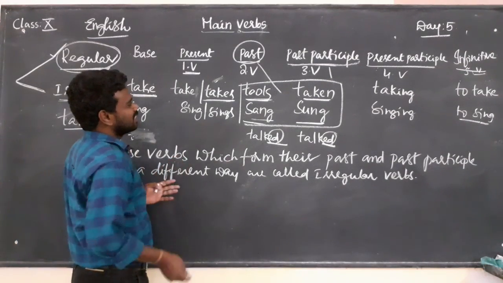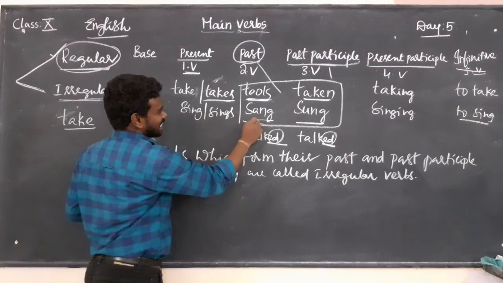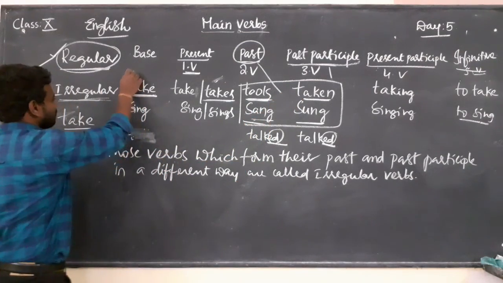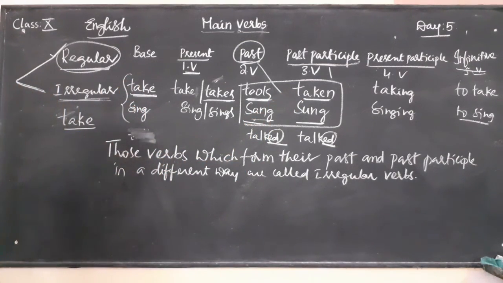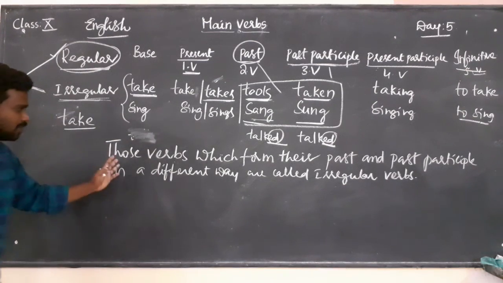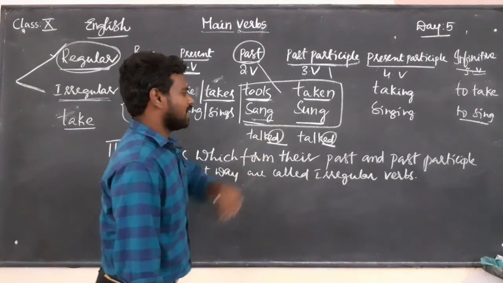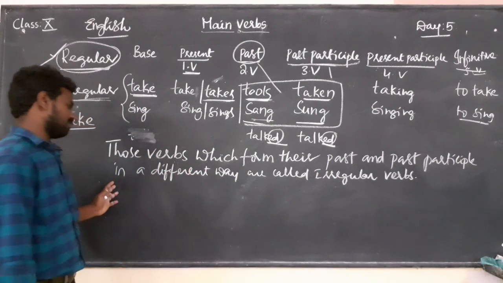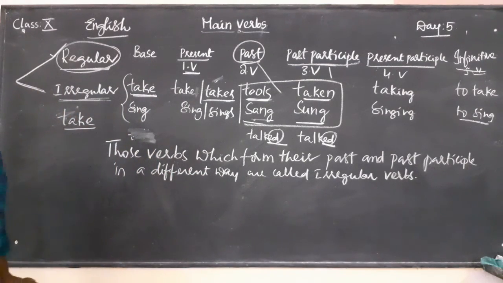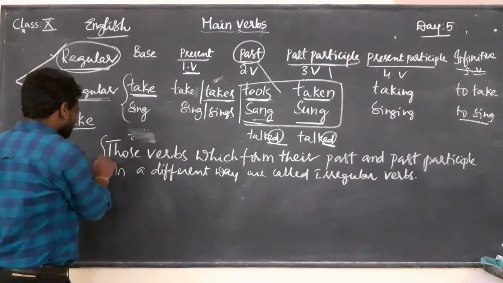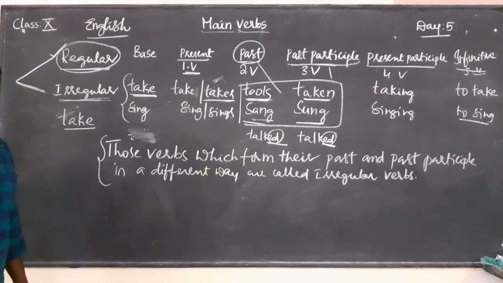How do they form here? Took, taken, sang, sung. Right? So in a different way they form. So not a regular way. There are some verbs. Those verbs which form their past and past participle in a different way are called irregular verbs. So I think we have understood what irregular verbs are.